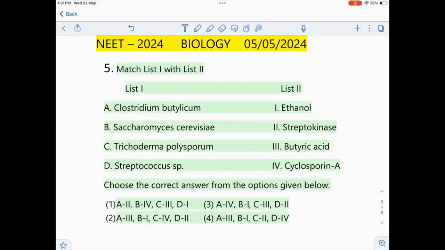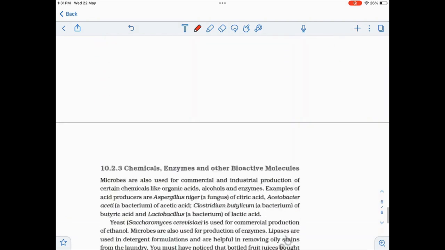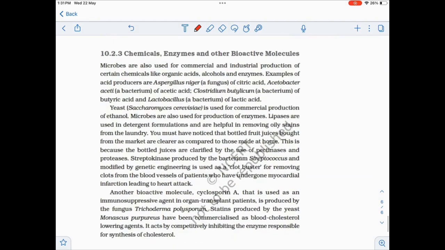Biology NEET 2024, match the following. Option A, Clostridium butylicum, belongs to option 3, butyric acid. It is a bacteria. Now coming to option B, Saccharomyces cerevisiae, it is answer 1, ethanol, and it is a yeast. Now coming to C, Trichoderma polysporum, it is option 4, cyclosporin A, and it acts as an immunosuppressant for kidney transplant patients.